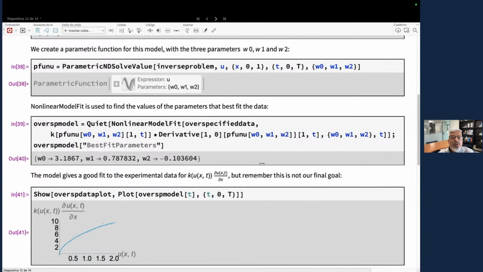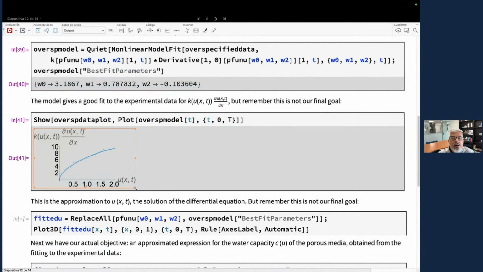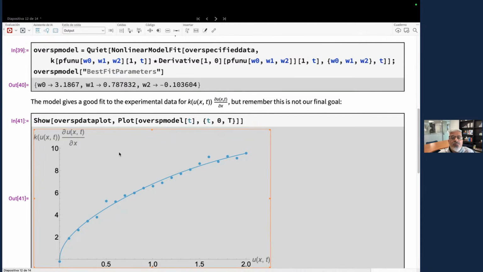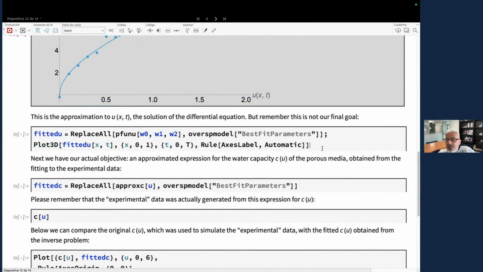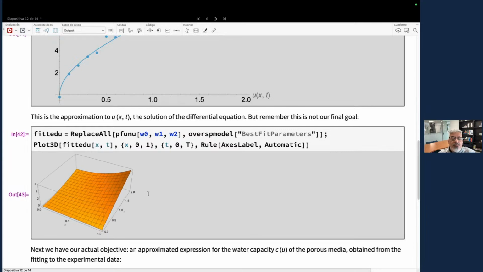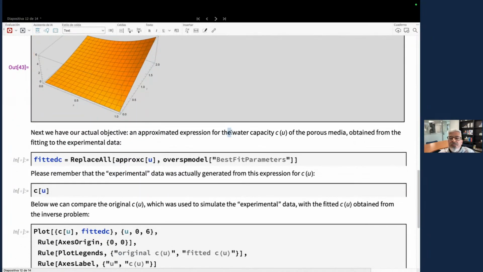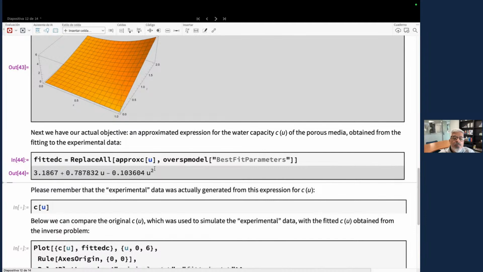There we go. So we have here the values of the parameters. And here we can see that we have a nice fit to our data for the flux. Now, just remember that this is not our final goal. We were fitting to this data, but our goal is actually the water capacity. We can also see the solution of the differential equation, similar to what we saw before in the corresponding direct problem. But the real thing that we are interested in is the water capacity of the porous media. Now, here is our approximation. Remember that our experimental data was actually simulated from this C of U.